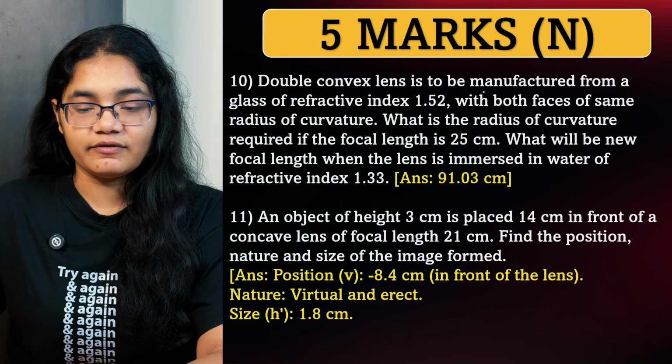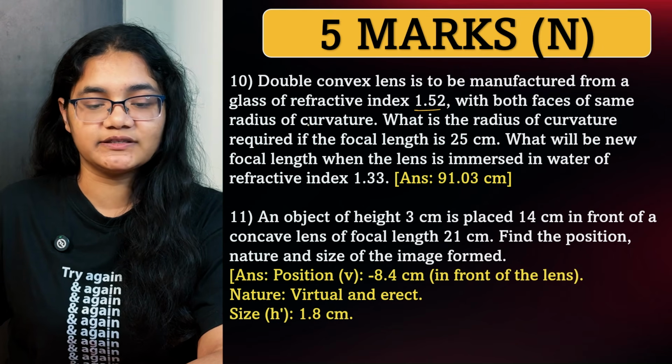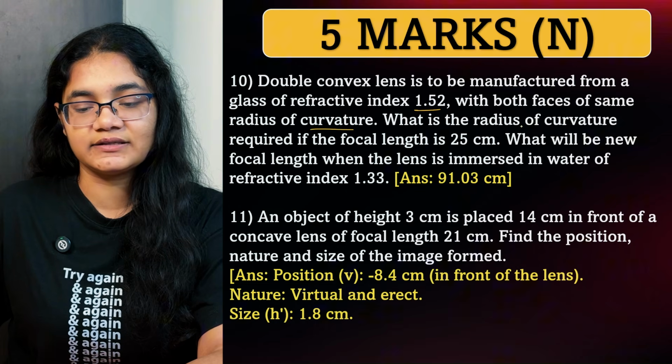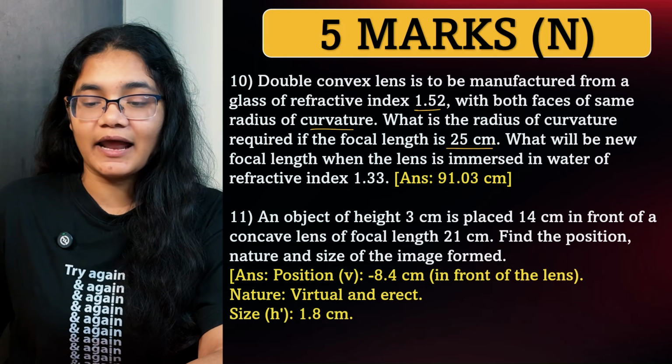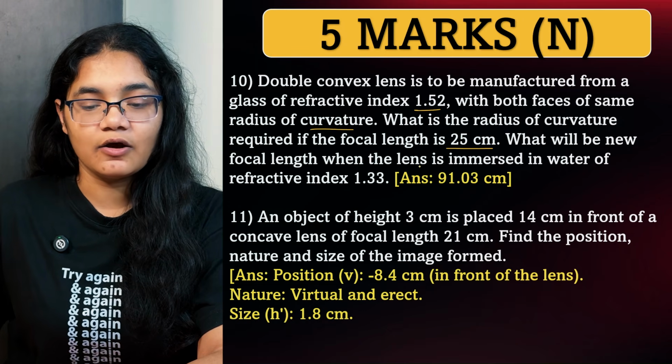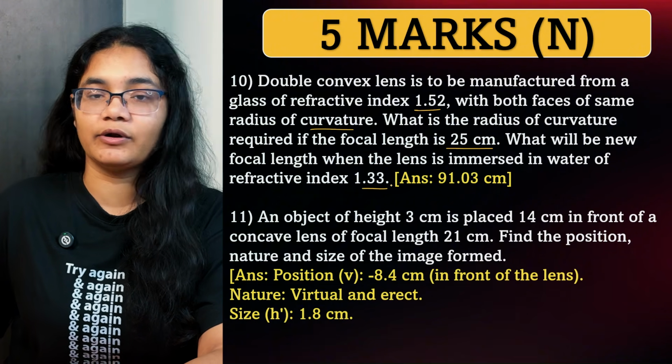Next, we have double convex lenses to be manufactured from a glass of refractive index 1.52 with both faces of same radius of curvature. What is the radius of curvature required if the focal length is 25 centimeter? And what will be the new focal length when the lens is immersed in water of refractive index 1.33?